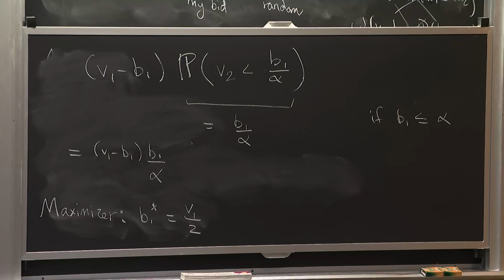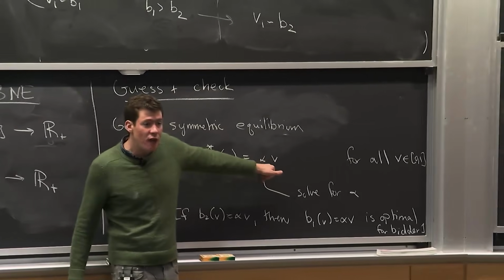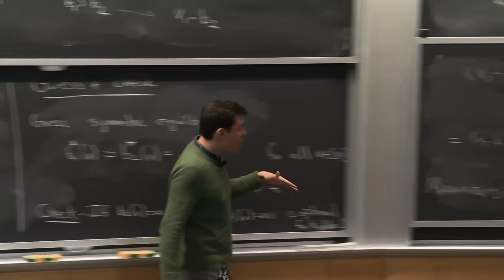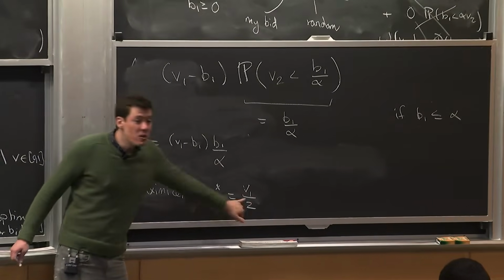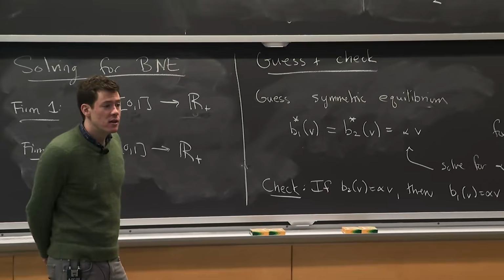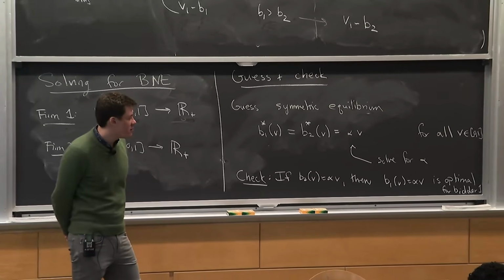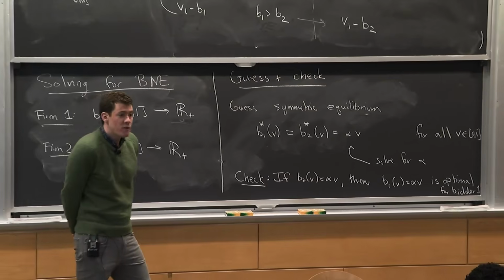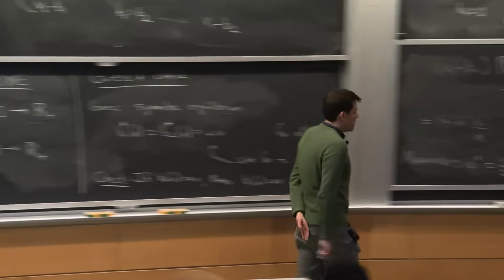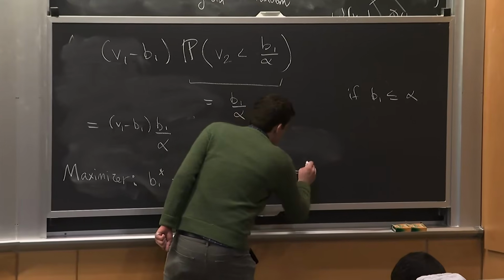Wait a second. Was our guess wrong? We guessed that player 2 was using a bidding strategy of alpha V. And our best response for bidder 1 is to always bid V1 over 2. So was our guess right? How can we make sure that this agrees with our guess? How do we have a symmetric equilibrium? Alpha equals a half, right? So we conclude that alpha equals a half.